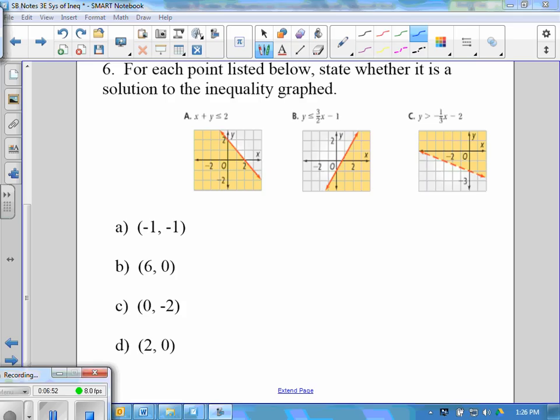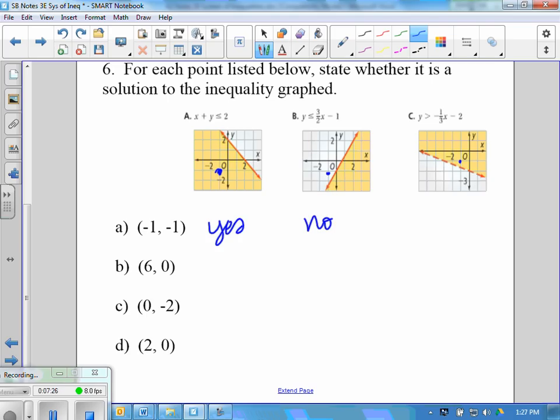This last example asks us to look at each point listed below and state whether it's a solution to the inequality. With the graph, this becomes really easy. All we have to do is test to see if the point is in the shaded region. So for the point -1, -1, we can look for that on the graph, and it would be right here. Since it is in the shaded region, that point is a solution. On the second graph, when I go to -1, -1, it's outside the shaded region, so it is not a solution.